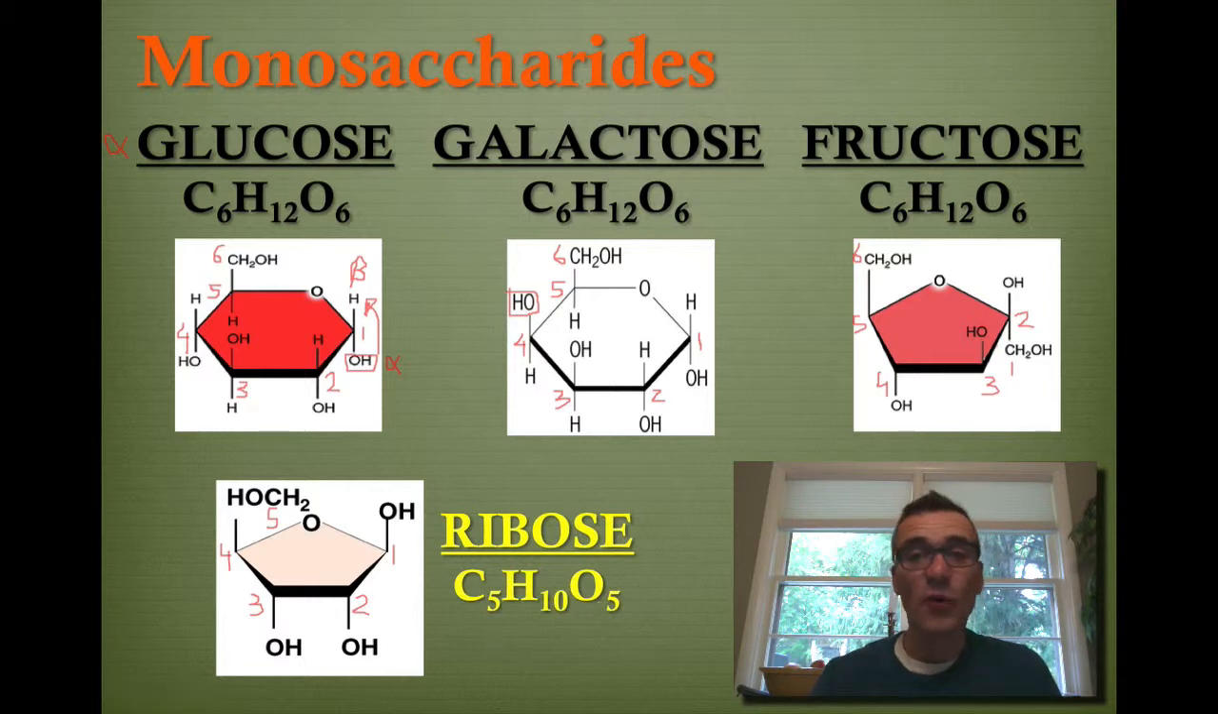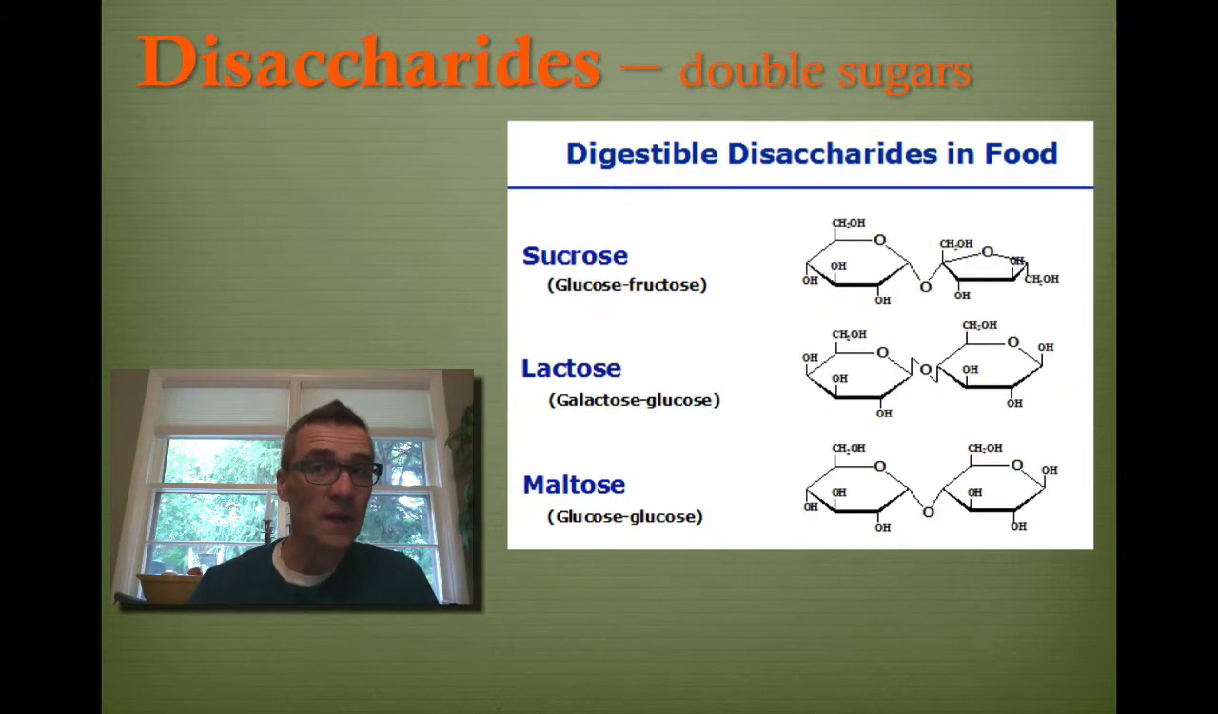And ribose is an important sugar. We'll talk about it later when we look at RNA. And it has a cousin molecule called deoxyribose, which is important in DNA. Now, if we take a look at the disaccharides, so we want to take a look at the double sugars.